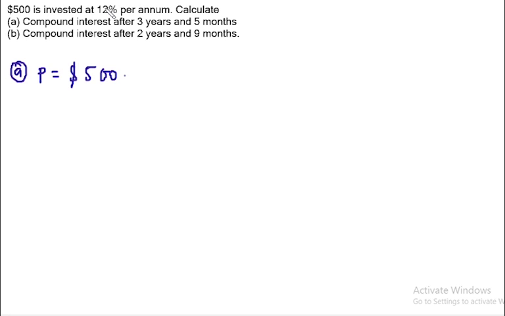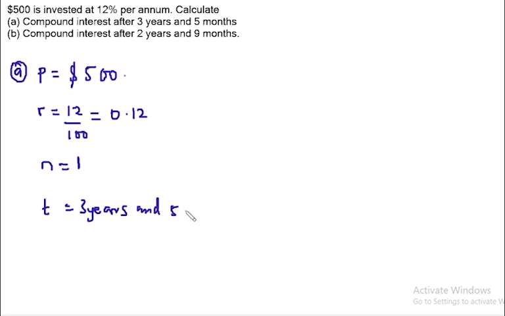12% is the rate. Converting to decimal, we have 12 over 100, which is equal to 0.12. 12% per year means N is equal to 1. So we are told to calculate the compound interest after 3 years and 5 months. So our time is 3 years and 5 months.